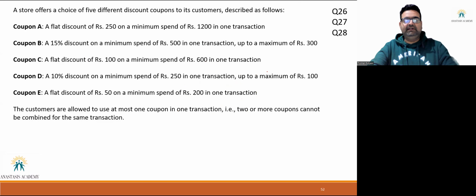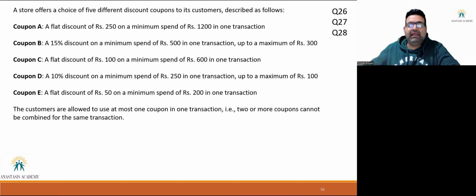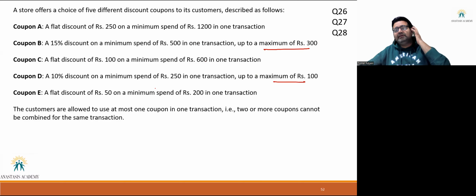Let's come to the last set, question 26, 27, 28. A very interesting question. A store offers 5 coupons. There were 5 coupons, right? 3 of them were flat discount: A is 250 on 1200 and above. C was also flat, above 600 you get 100, and E also flat. But B and D were in percentages, and they also had an upper cap. They had a maximum cap as well. Flat ones don't, because they still stay at the same level.